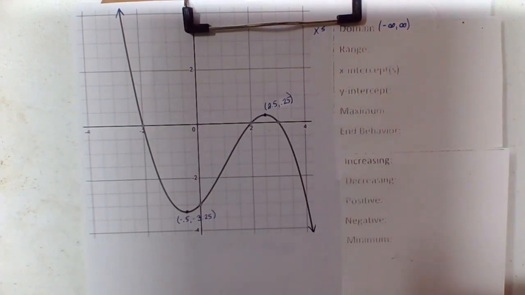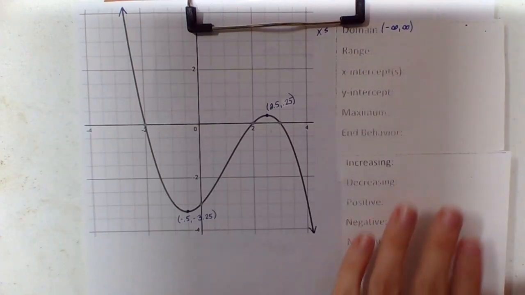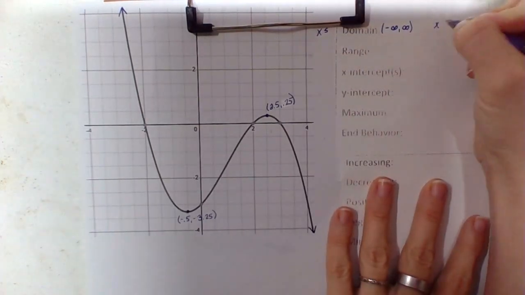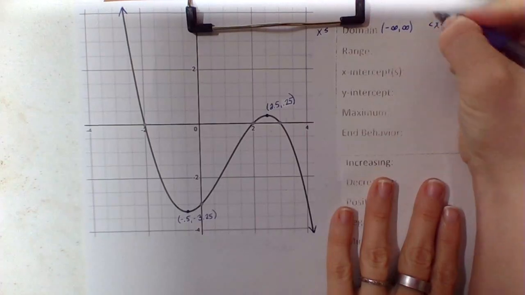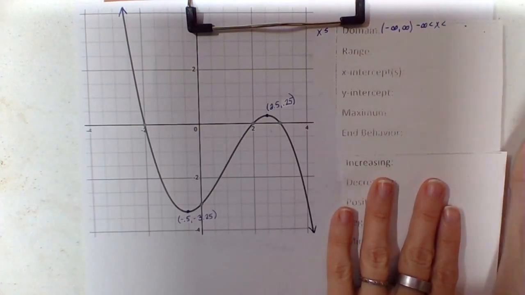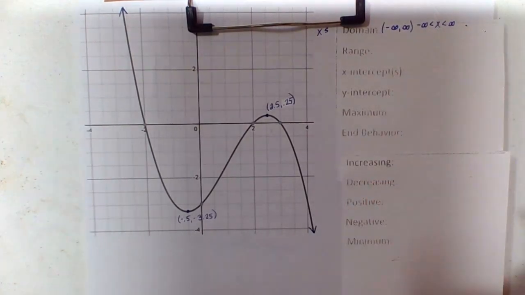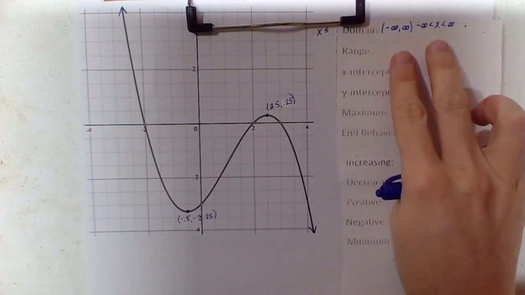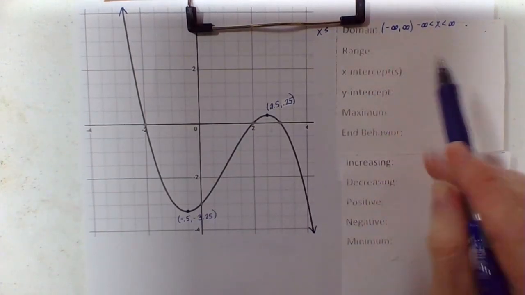If we write with interval notation, I can go from negative infinity to infinity. I can keep going forever left, forever right. If you prefer the inequality notation, I have x is greater than negative infinity and x is less than infinity. You do not have to put both notations. Pick one, stick with it.